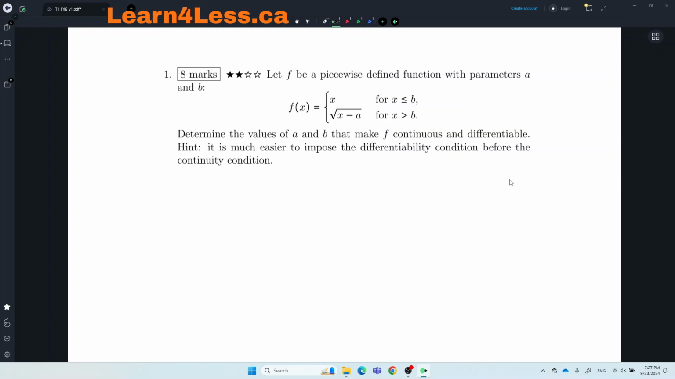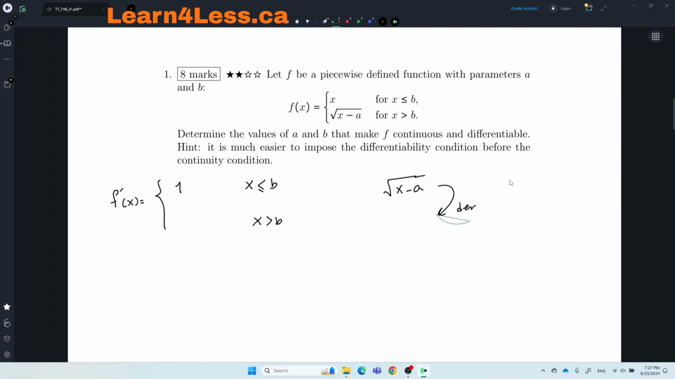So let's begin. To figure out if it's differentiable, we need to make sure that its derivative is continuous. So let's find out what its derivative is. f prime of x is made of two pieces. For x less than or equal to b, the function is x, so the derivative of that would be just 1. And for x greater than b, the function is square root of x minus a. Let's take the derivative of this one.